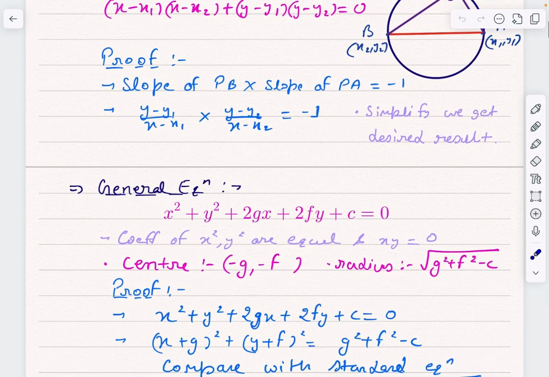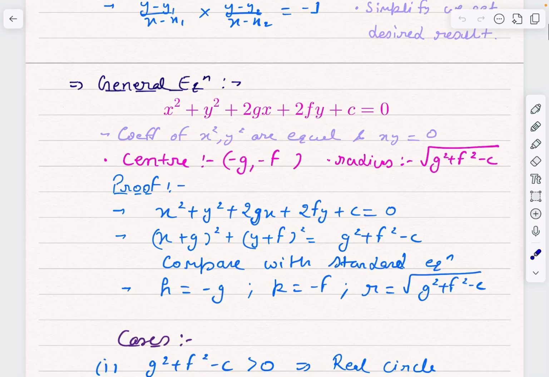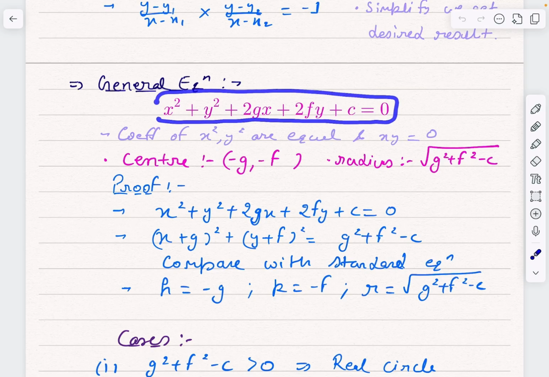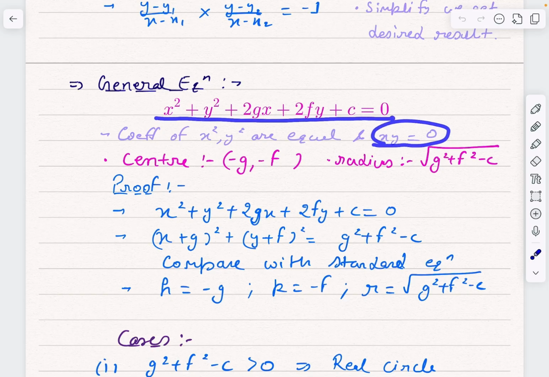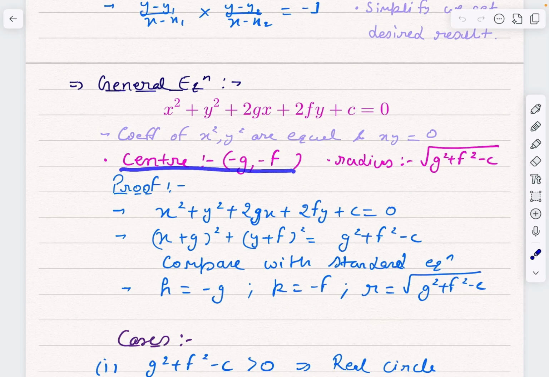Next, the general equation. Now, x square plus y square plus 2gx plus 2fy plus c equal to 0 is called the general equation of a circle. What you have to notice here is that the coefficients of x square and y square are equal, and there is no term of xy. The center here is minus g comma minus f, and the radius is square root of g square plus f square minus c.